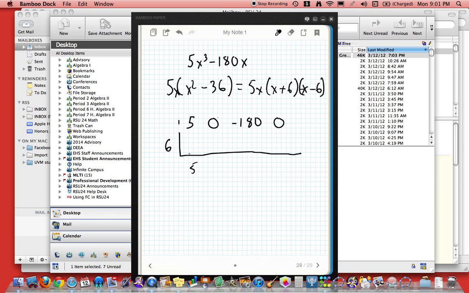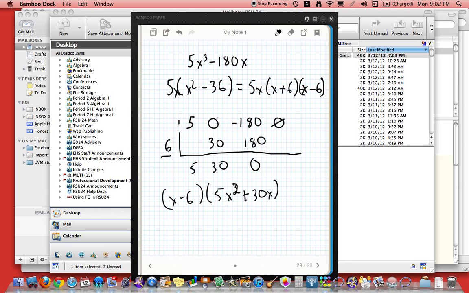So now let's try my 6. We carry the 5 down. 6 times 5 is 30. 0 plus 30 is 30. 6 times 30 is 180. 180 and 0 is 0, and I didn't need this one, but I put it in there anyway as a placeholder. So you can see right off the bat that x minus 6 works, with the quotient 5x squared plus 30x plus 0.